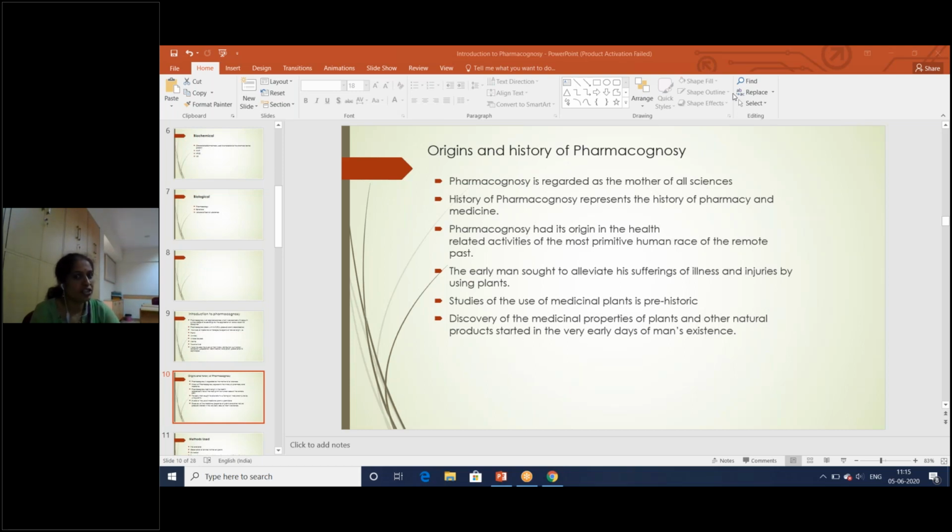Pharmacognosy had its origin in the health-related activities of the most primitive human race of the remote past. The early man sought to alleviate his sufferings of illness and injuries by using plants. He used to cure by using plant materials. The study of the use of medicinal plants is prehistoric. The study of plants as therapeutic agents did not start 100 years ago, but in the prehistoric era. Discovery of the medicinal properties of plants and other natural products started in the very early days of man's existence, probably even before mankind existed, in the animal kind itself, if you think of a monkey.